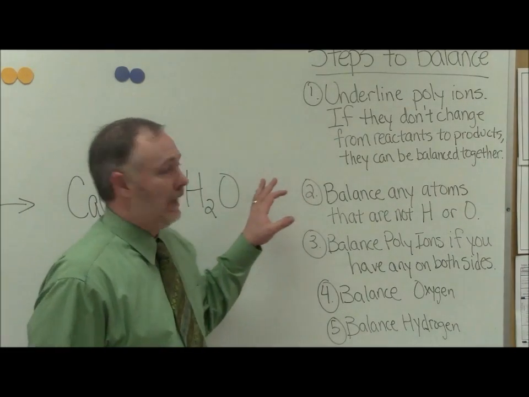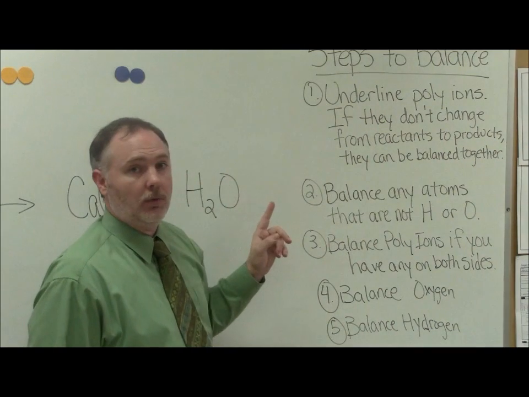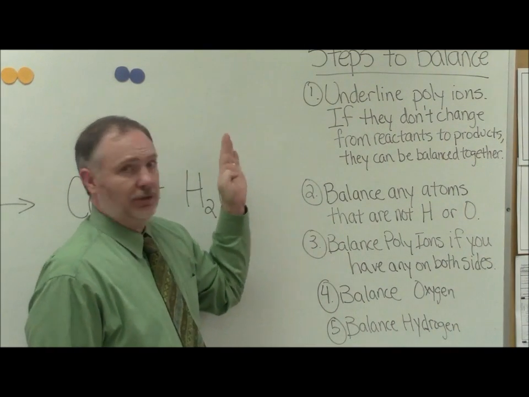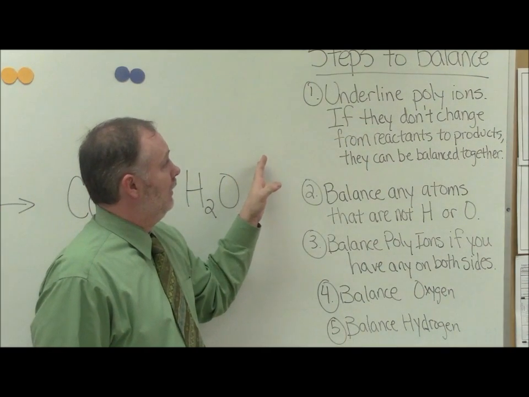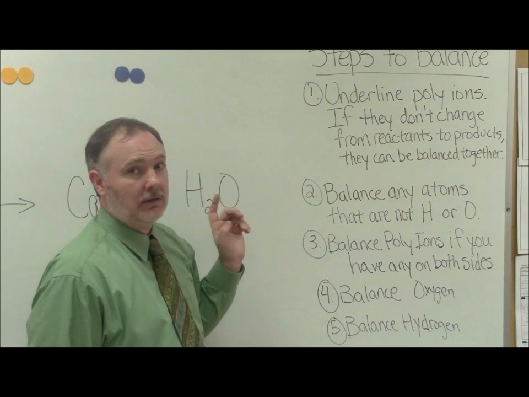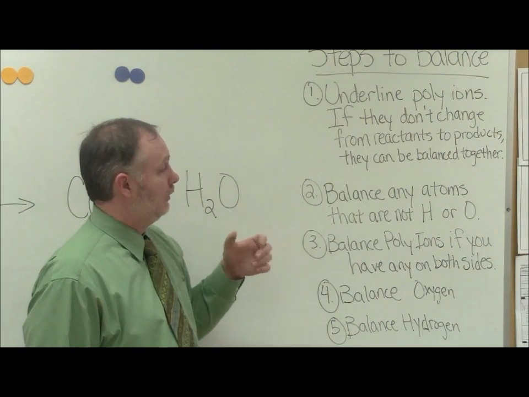So copy this down here. First thing you're going to do is I want you to look at your equation and underline polyions that are in it. Hopefully at this point you can recognize a polyion. The nice thing about this is if the polyions are the same in the reactants as the products, you can balance them as a whole chunk and it'll make your life a lot easier.